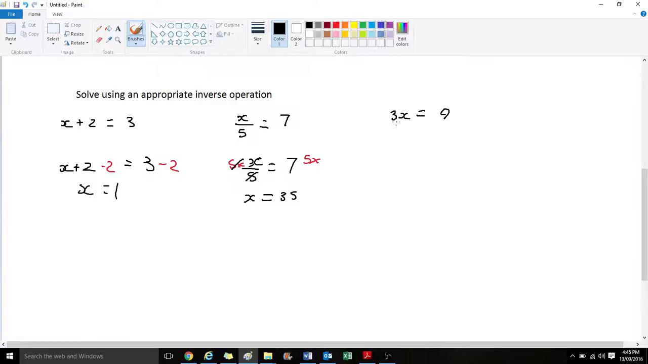All right, last one. We have 3 times x. The inverse of 3 times is to divide by 3. So we've got both sides equal 3x equals 9. And we're going to divide both sides by 3. Okay, we're applying the inverse to both sides. Now we can see here we've got 3 at the top, 3 at the bottom. That can cancel. So x is equal to 9 divided by 3, which is of course 3.